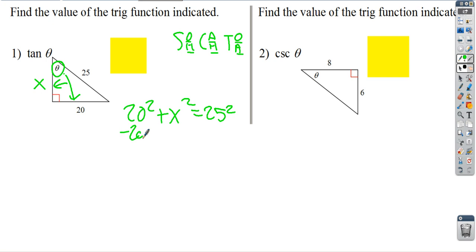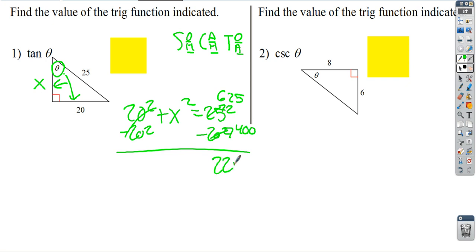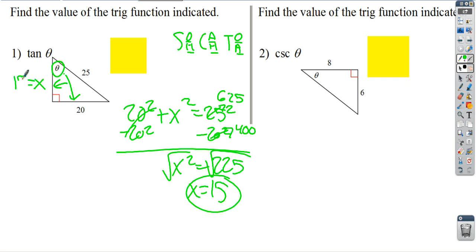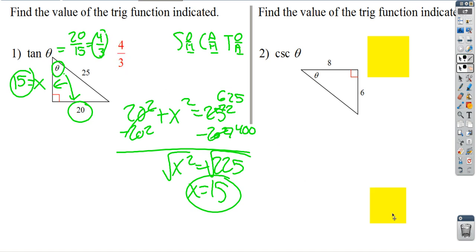When you subtract 20 squared from both sides, this other side turns out to be, this is 625, and this is 400. 625 minus 400 is 225. So if x squared equals 225, then when you square root it, you should get x, and it turns out to be 15. That means this side is 15, so tangent is opposite over adjacent, or 20 over 15, and that as a fraction reduces down to 4 over 3. A tangent should be 4 over 3, and it turns out to be just that.